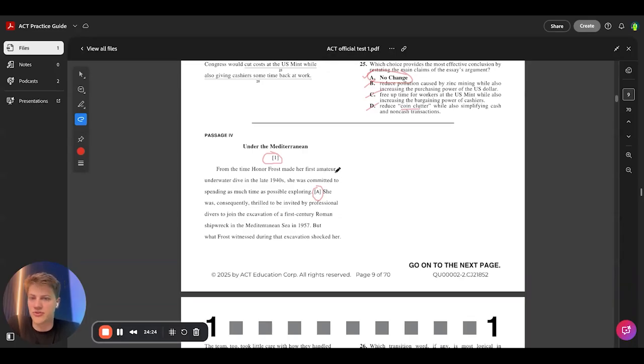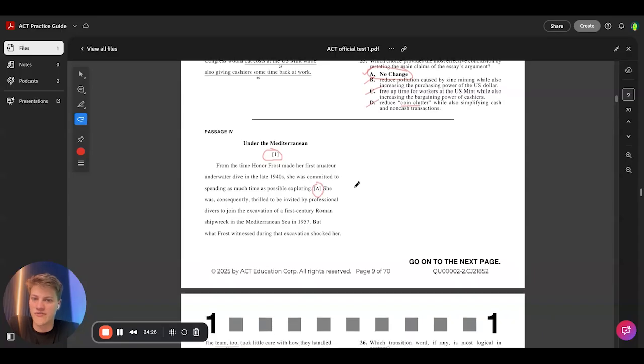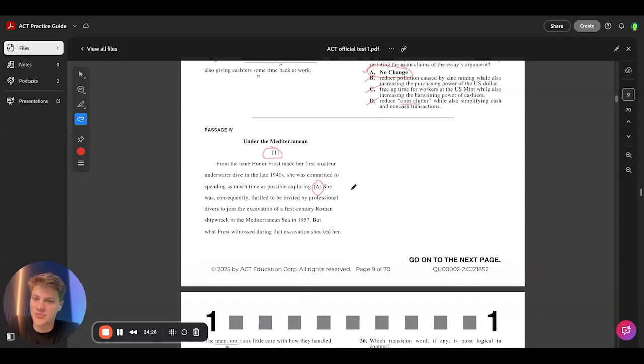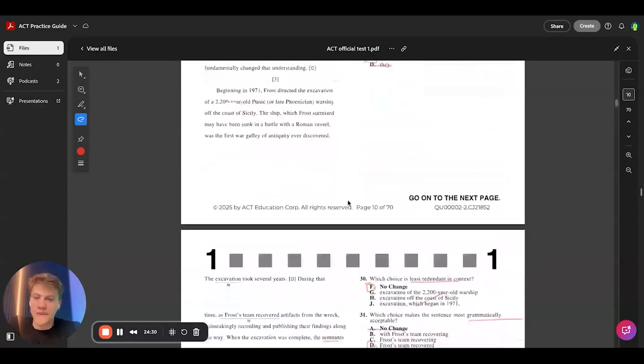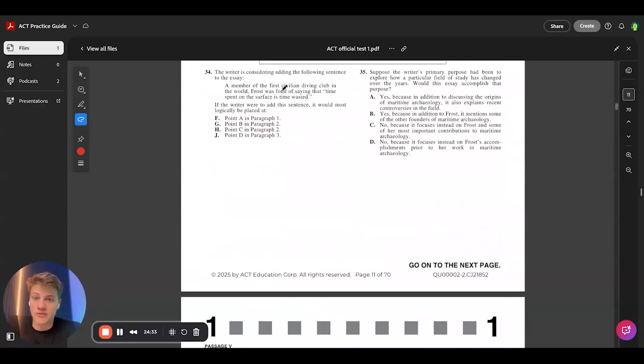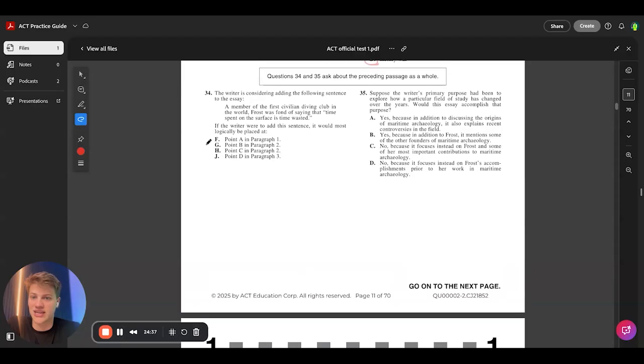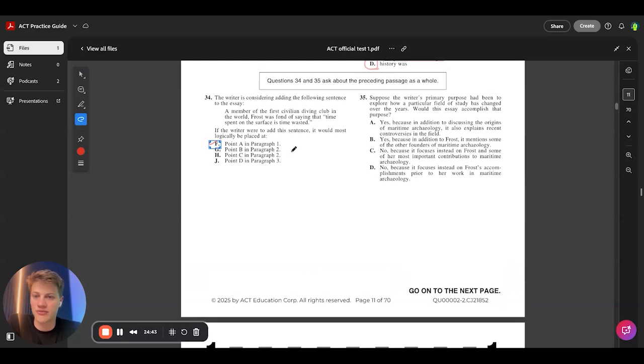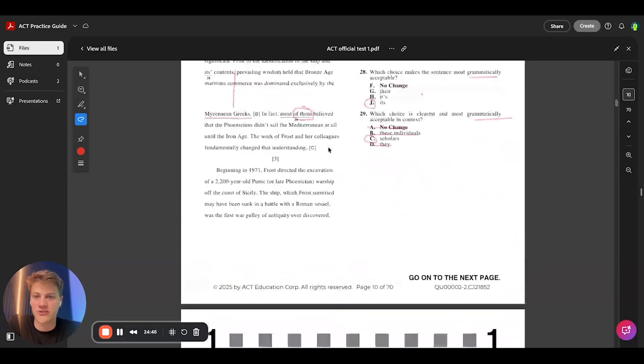"From the time Honor Frost made her first amateur underwater dive in the late 1940s, she was committed to spending as much time as possible exploring. A member of the first civilian diving club in the world, Frost was fond of saying that time spent on the surface is time wasted." So that would make sense. We want to verify that the other answer choices don't make any sense before we commit to F being the correct answer. Point B in paragraph 2.